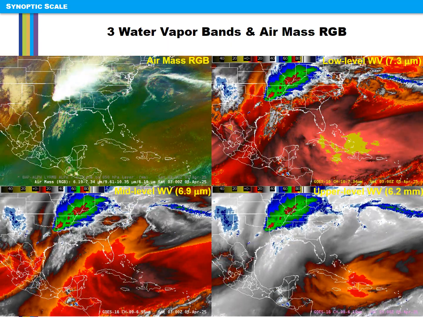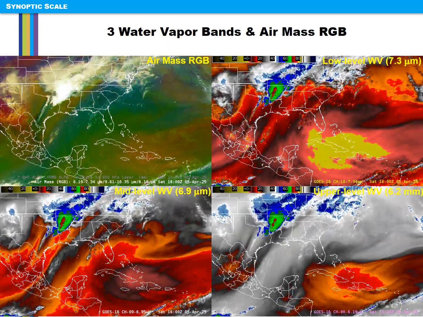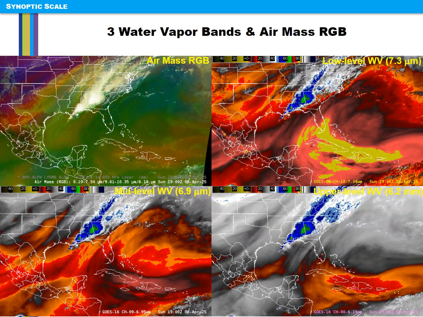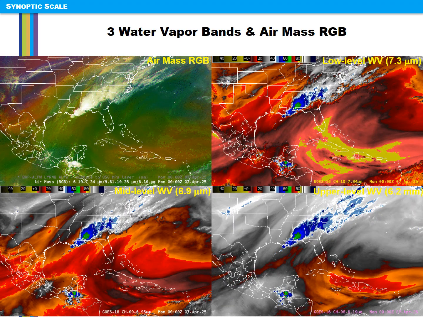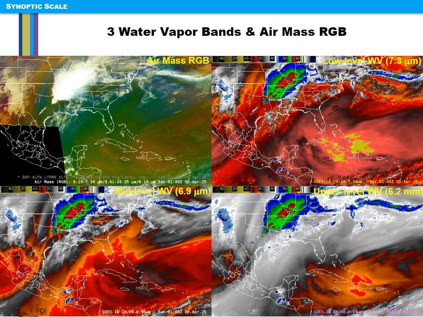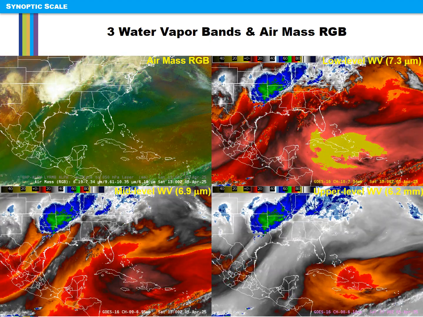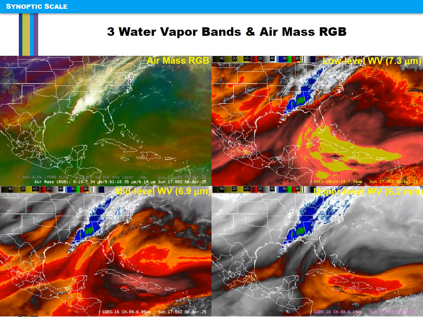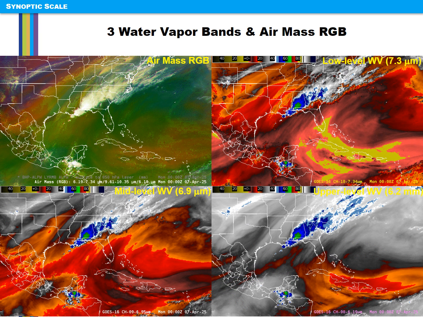We'll start with all 3 water vapor bands from GOES-16 along with the air mass RGB. We'll look at hourly imagery to span a long enough period of time, essentially midday April 4 to the evening of April 6. On the large scale, the water vapor imagery depicts a trough across the western and central U.S. with a ridge centered over the Caribbean.